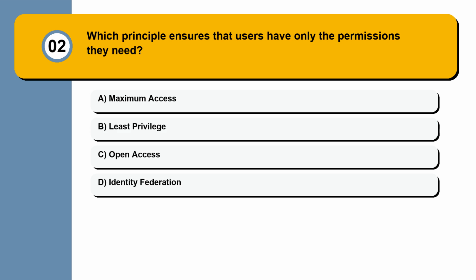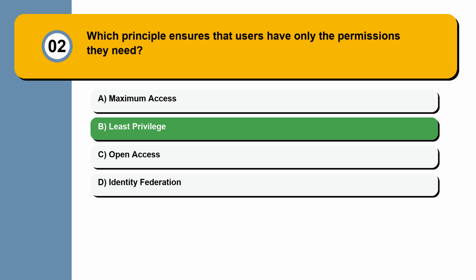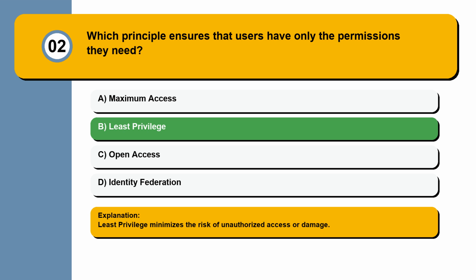Question 2. Which principle ensures that users have only the permissions they need? Maximum access, least privilege, open access, identity federation. Least privilege minimizes the risk of unauthorized access or damage.